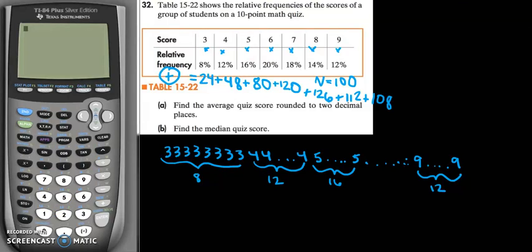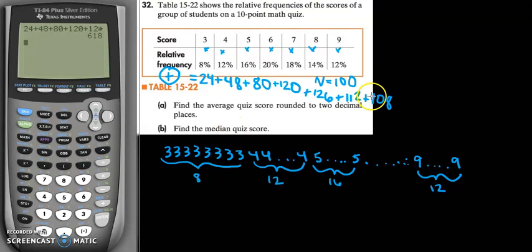Okay, so then if we're trying to add these up, we have 24 plus 48 plus 80 plus 120. Whoops. Apparently the plus on my computer does not translate to the plus on this calculator. So 24, let's press the button, plus 48 plus 80 plus 120 plus 126 plus 112 plus 108. And so I get a total of 618.